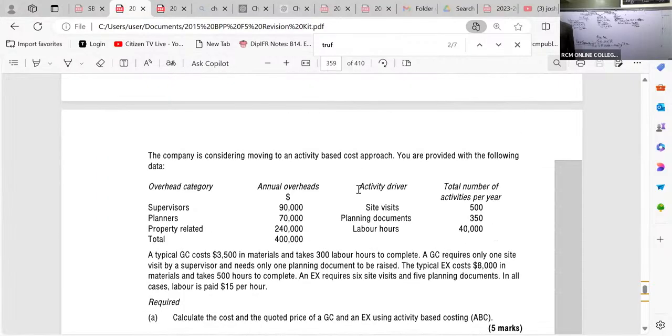The company is considering moving to an activity-based costing approach. We are provided with the following data. They have given us here the activity drivers. You can see the overhead category, etc., and the total number of activities per year.